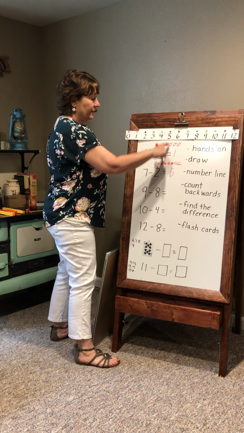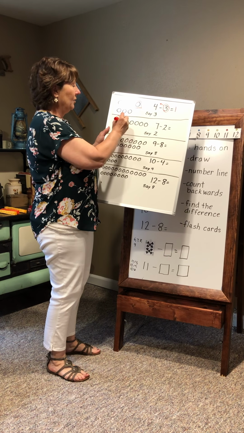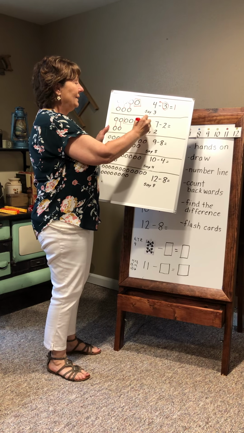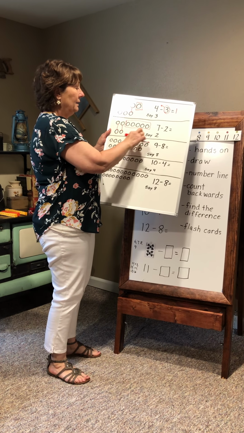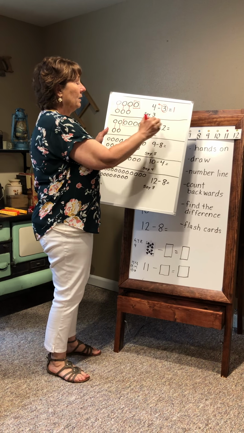Counting backwards, I'm going to let you do that one if you want. I prefer this strategy, finding the difference. Here we go again. We have 7 that represents that 7, 2 that is right here. These are the same amount. The difference between this group and what's not there is 1, 2, 3, 4, 5.